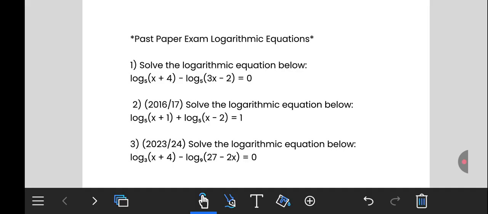I have question 1, solve the logarithmic equation below. That one. Question 2, solve the logarithmic equation below. That is from the 2016-2017 exam. And question 3 from 2023-2024, last year's Math 11 paper. Okay. So before we can delve into answering these questions, let's understand the laws of logarithms, which will help us to answer these questions.